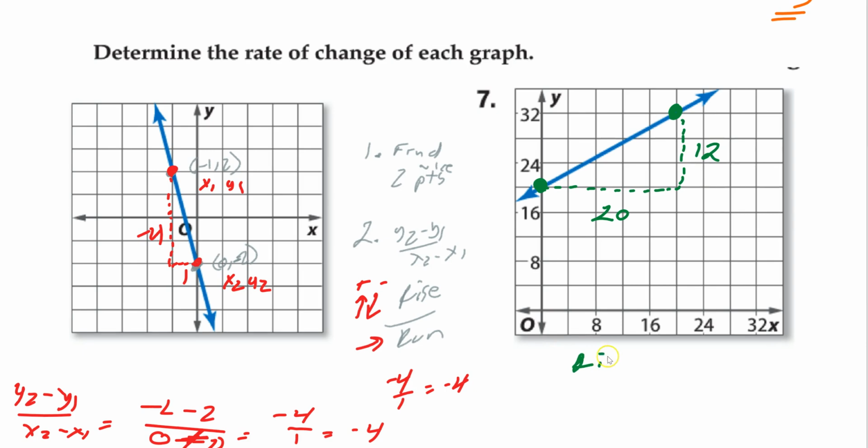So rise over run. Remember, I went up 12 and I ran 20. 12 over 20, if you want to reduce it, divide by 2. 6 over 10 or 3 over 5. You could also divide by 4. And that's how you find slope if I give you a graph. If I give you a graph, find 2 points, then either do the slope formula or do rise over run.